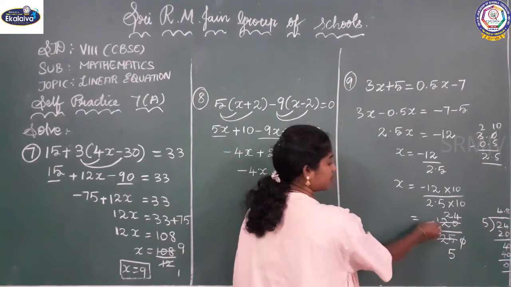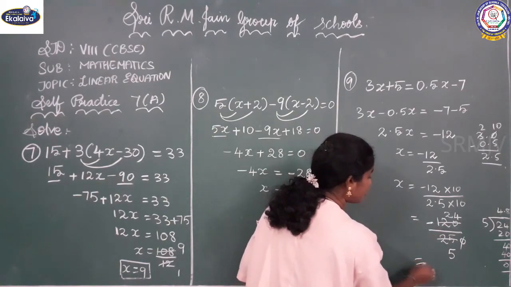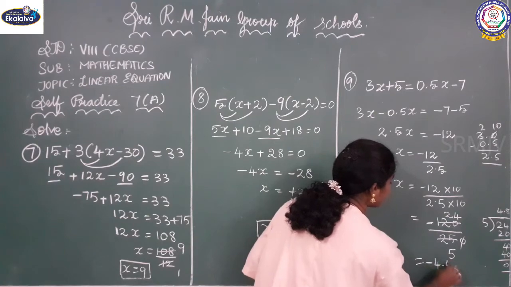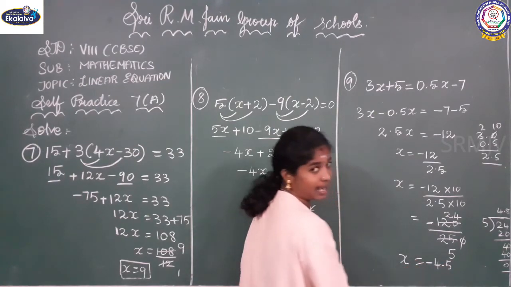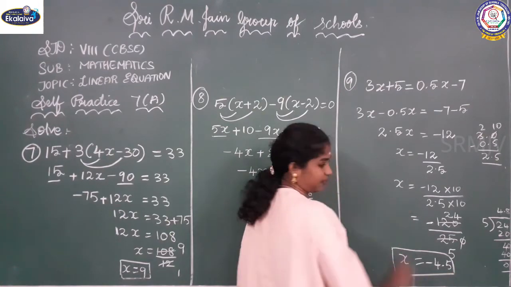Here the minus symbol, here we have a minus symbol. So the answer is minus 4.8. So value of the variable x is minus 4.8.